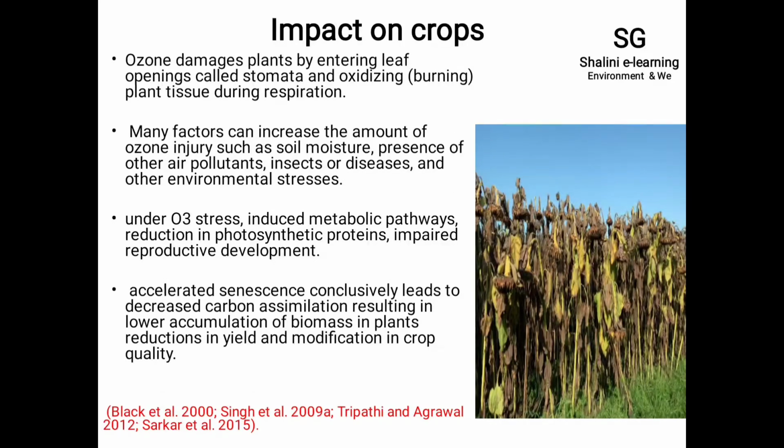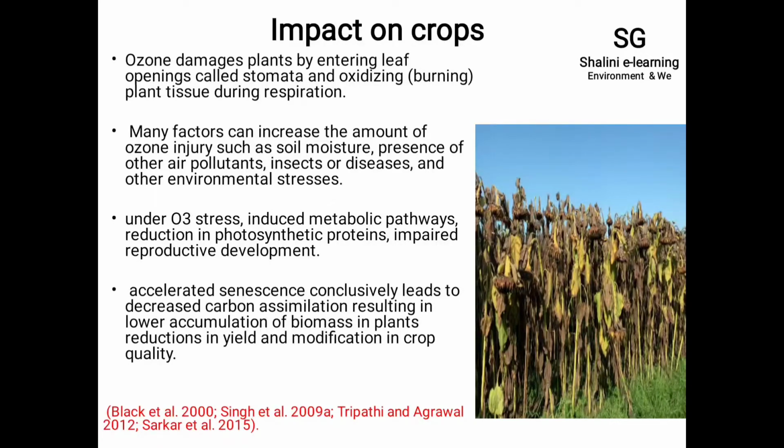Now the impact on crops. Ozone affects agricultural crops adversely. It damages the plants by entering leaf openings called stomata and oxidizing plant tissue during respiration. Many factors may increase ozone injury to plants, like soil moisture, presence of other air pollutants, insects, disease, pathogens and other environmental stress. Under ozone stress, it induces metabolic pathways and reduces photosynthetic protein formation, which leads to impaired reproductive development of crops.